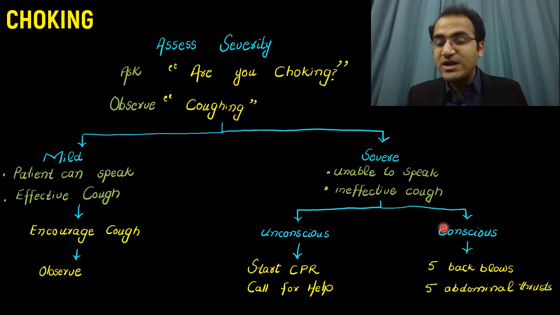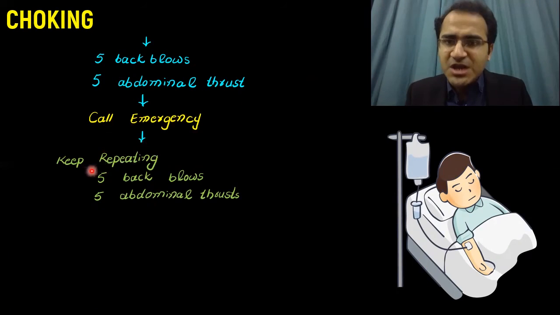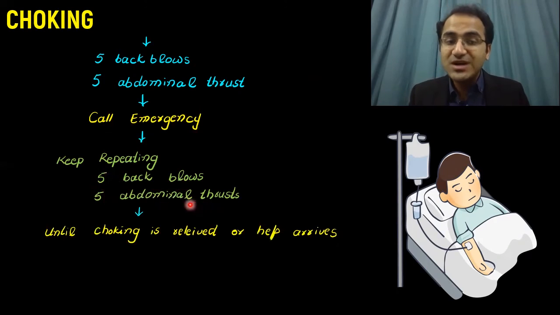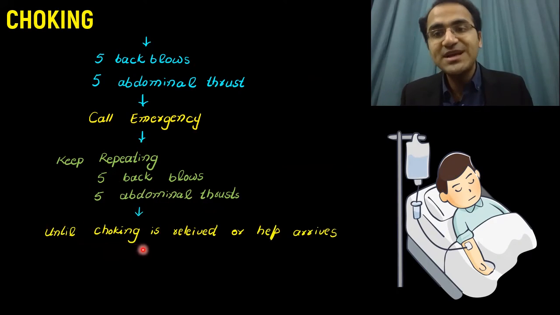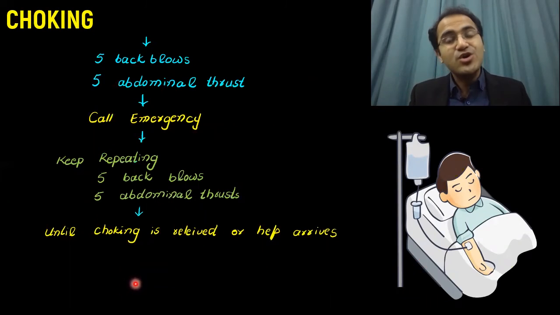So we were at a point that the patient has severe choking and is conscious. You give 5 back blows and 5 abdominal thrusts, and you call emergency. You keep repeating the 5 back blows and 5 abdominal thrusts until the choking is relieved or the help arrives. So that is how you deal with a patient with choking.